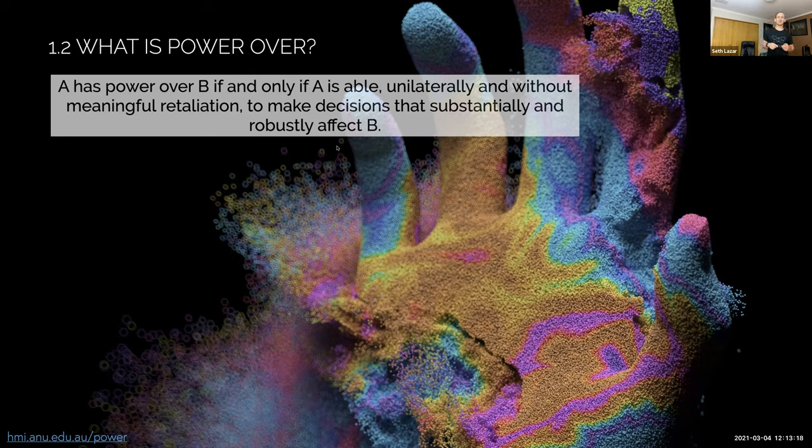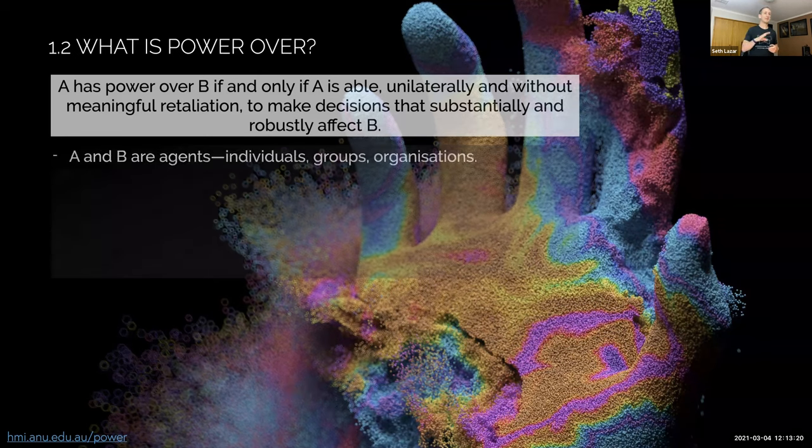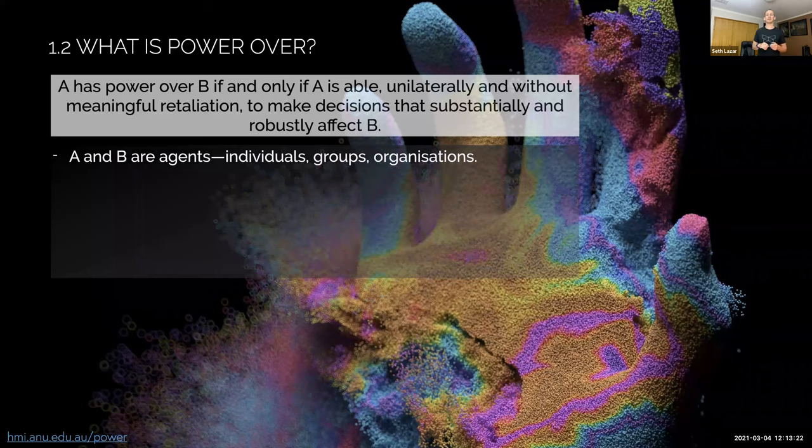So let's go through each step of that. A and B here are agents. I'm going to revisit this in a bit, and I mean this in a very general sense. It could be individuals, groups, or organizations. It's going to stand in contrast with what I'll talk about later, which will be social structures. So think about this in the context of a public health officer who's deciding who gets the vaccine, what order people are going to get the COVID-19 vaccine. They have power over the people they can affect by that significant decision.